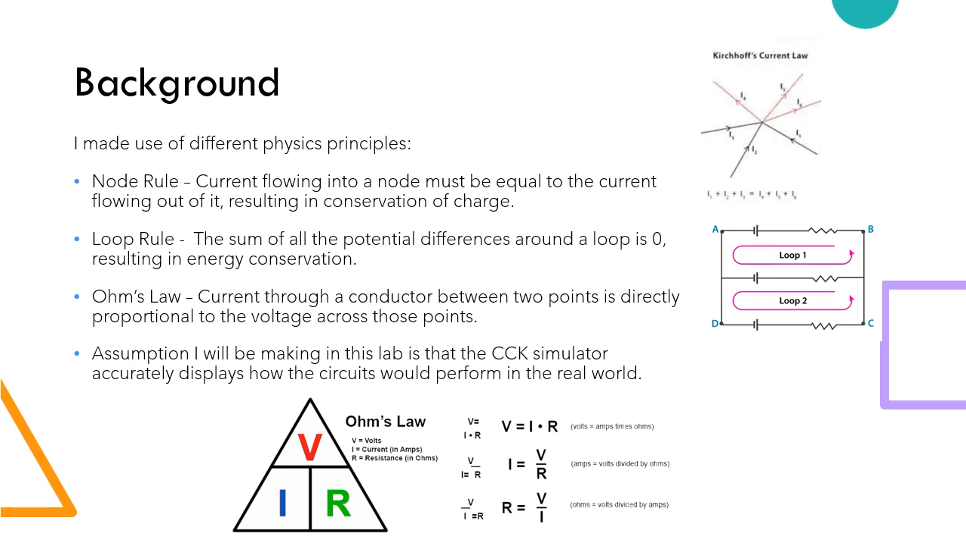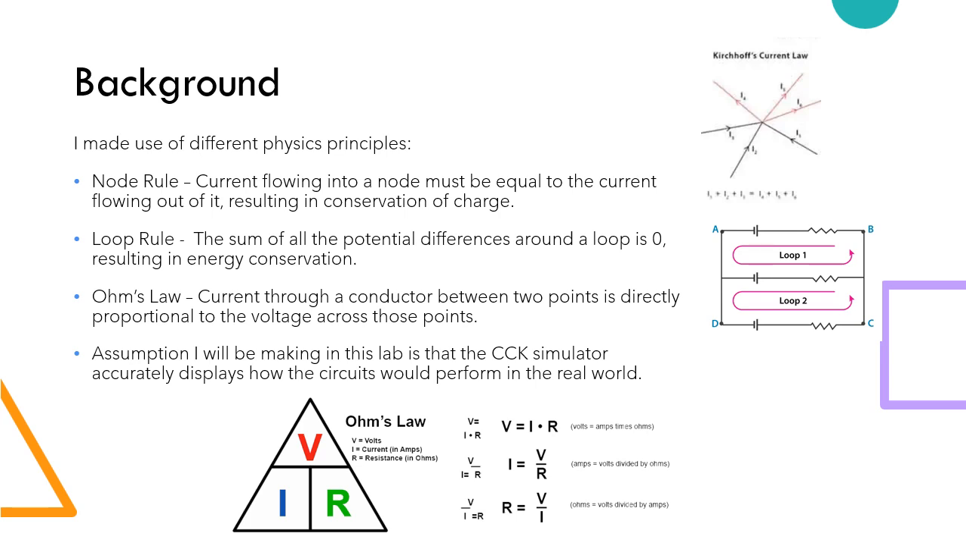The node rule: current flowing into a node must be equal to the current flowing out of it, resulting in conservation of charge. Loop rule: the sum of all the potential differences around a loop is zero, resulting in energy conservation. Ohm's law: current through the conductor between 2 points is directly proportional to the voltage across those points.